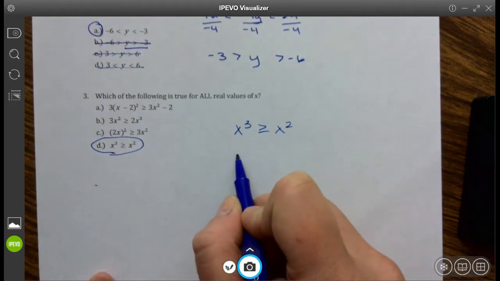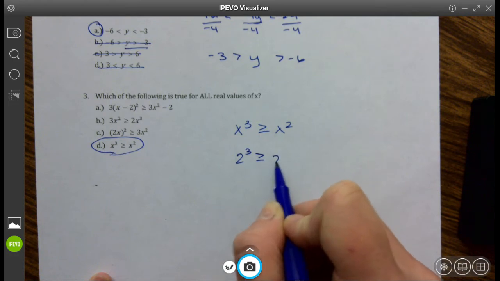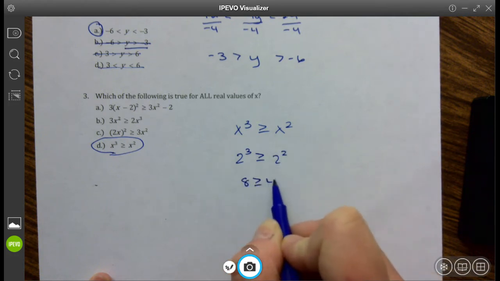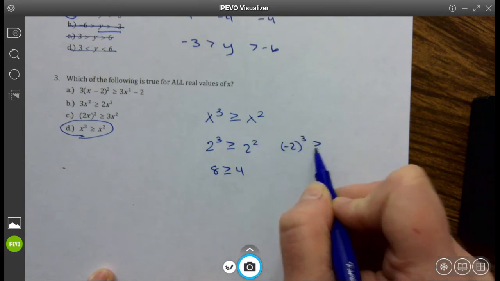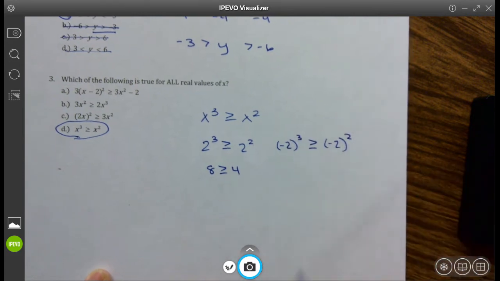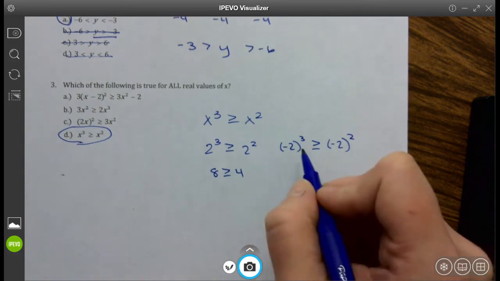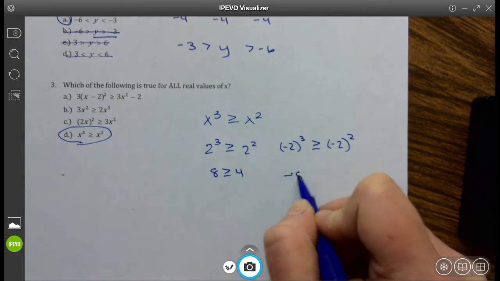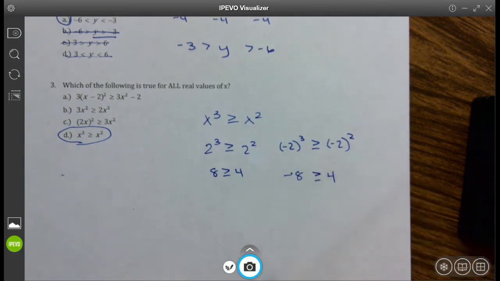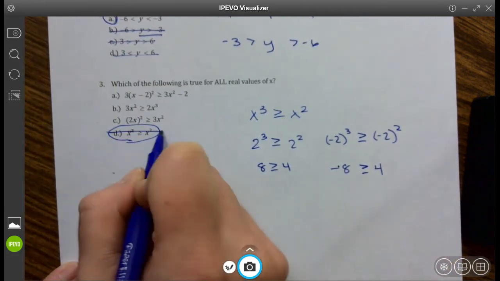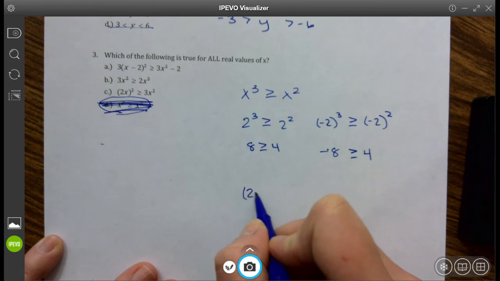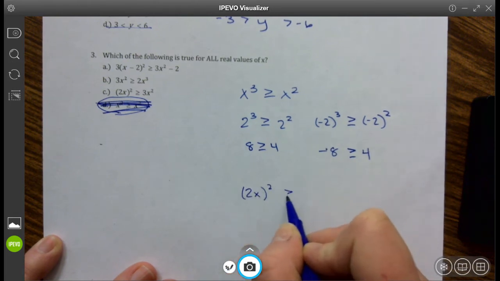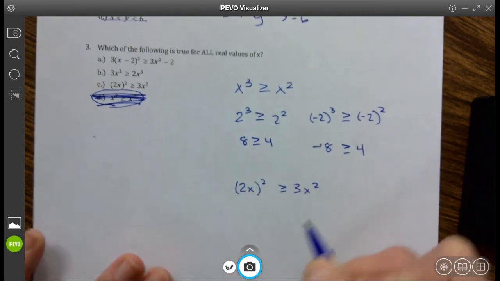So for example, if I put in 2 cubed, is that greater than 2 squared? Yeah, it is. If I put a negative in, -2 cubed, is that greater than -2 squared? I just picked a random negative number. That becomes a -8. Yeah, that's not true, so it can't be D. All right, what about C? We have 2x squared is greater than or equal to 3x squared.